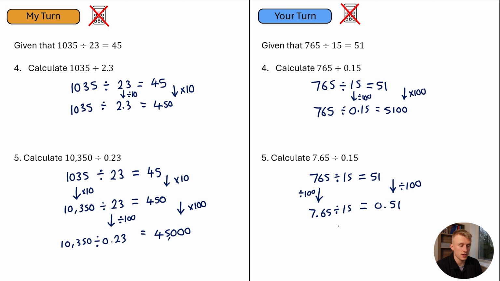Now we'll look at the change to the number that we are dividing by. So we've got our 7.65. And instead of dividing by 15, we want to divide by 0.15. And that is a change of dividing by 100. But because it's the number we're dividing by, the inverse is going to happen to my answer. So instead of my answer being divided by 100, I'm actually going to multiply it by 100. 0.51 multiplied by 100, it just undoes the step that we did before, and it takes us right back to where we started at 51.